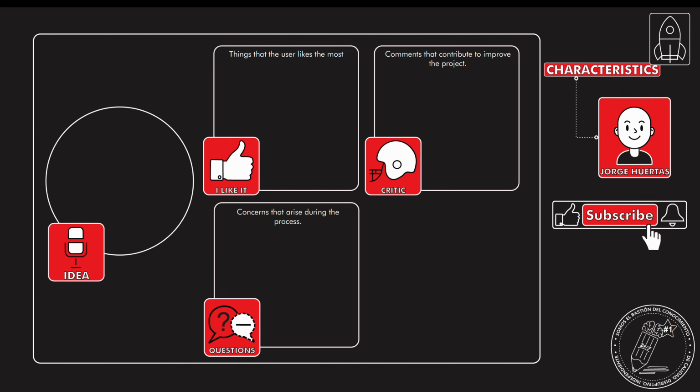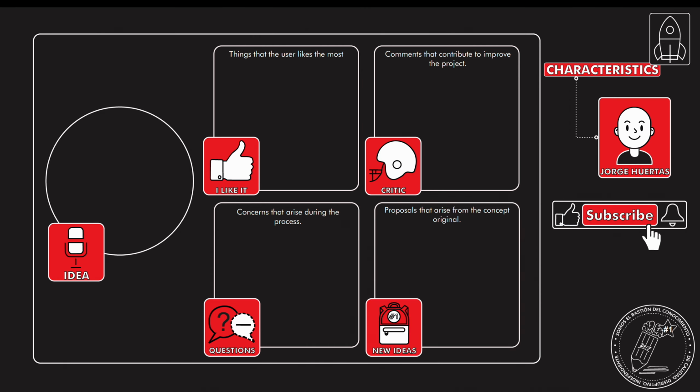Then, if they have questions or concerns that arise during the process, that is very important as well. We need to have a clear view of that. All the questions that they have, those concerns that arise during the process, here they can write them. And of course, new ideas, because things change, so it's extremely important that the proposals that arise from the original concept really help us to understand and create new proposals.